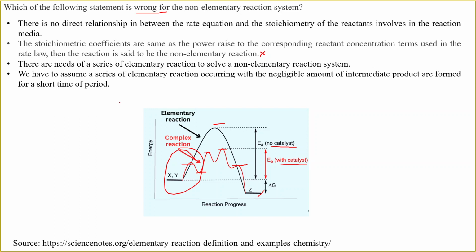Next, we have to assume a series of elementary reactions occurring with a negligible amount of intermediate product formed for a short period of time. Again, this is correct. This is just synonymous to the previous statement. Why? Because the amount of intermediate product formed is only present for a small period of time. So here there are four stages where the products will be formed. One, two, three, and four. So there are four stages here where the products will be formed, and that's why we have to assume a series of elementary reactions occurring with a negligible amount of product. So again, this statement is true and not the right answer for this one.